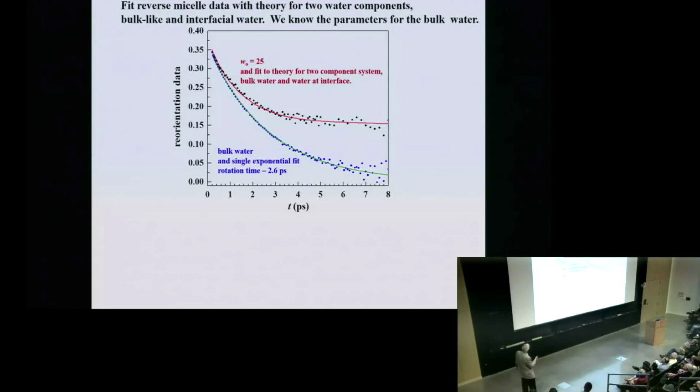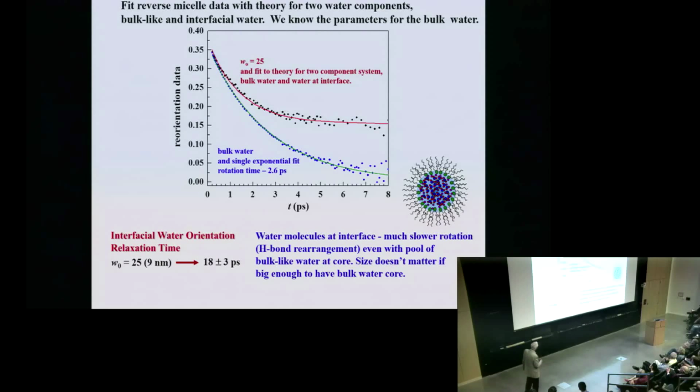This is W naught equals 25. It's one of those larger ones, so there's a pool of water. And by analyzing this with the right equations, you find that it's got two components. One looks like bulk water rotation. It just gives you the 2.6. And the other part is what the water molecules are doing when they're right up against the interface.